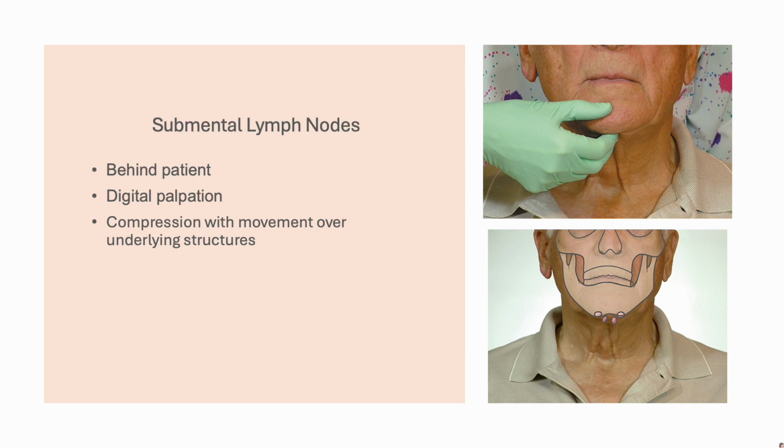Continuing on, examine the submental lymph nodes. Stand behind the patient. Use digital palpation of one hand on the right with compression and movement over underlying structures. Then continue to the left.